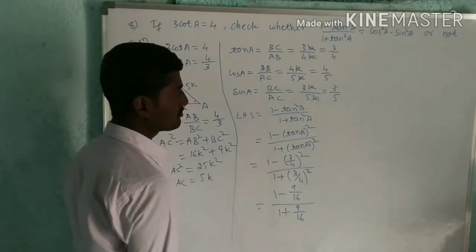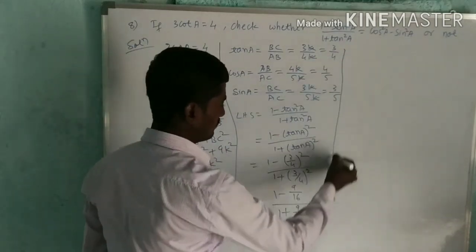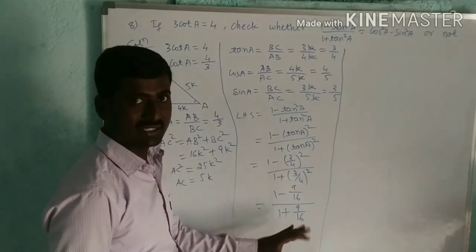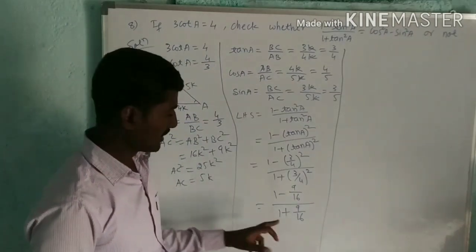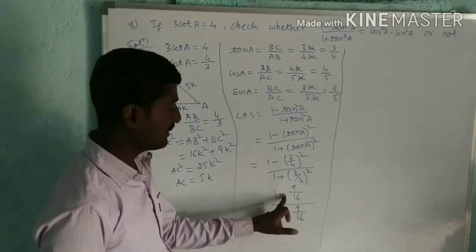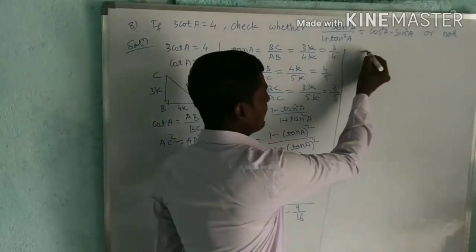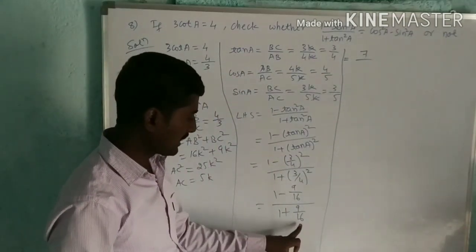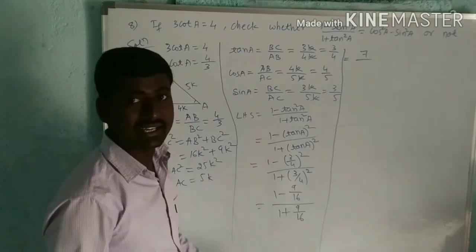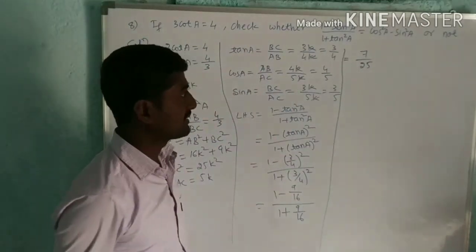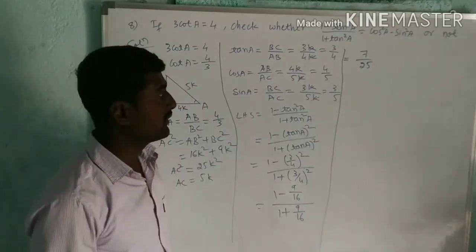So now that is equal to, here the LCM is 16, here also the LCM will be 16, both 16 will get cancelled. Now 16 minus 9, after taking LCM, that is 7, divided by, here also 16 plus 9, that is 25. Now here I am getting LHS as 7 divided by 25.